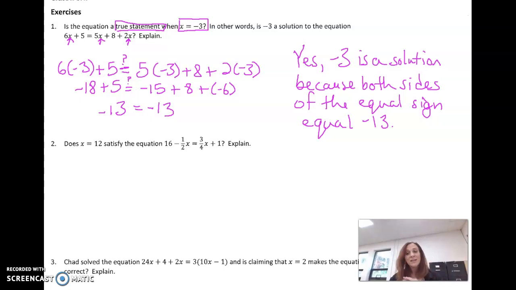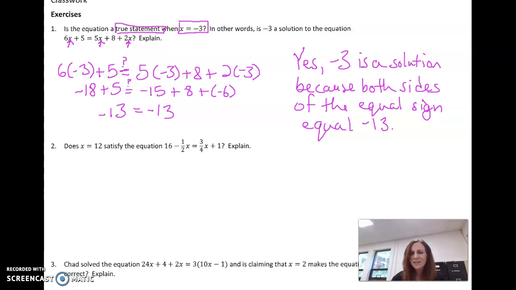So now doing that, let's keep with that train of thought as we move on to some more examples. Now, this is going to say the same thing, but it's worded a little differently. Does 12 satisfy the equation? Does it make it true? That's what this part means. So it's a lot of different ways to say that. Don't get hung up on that. They want to know, is 12 a solution? Does it satisfy? Does it make this true? And then explain.